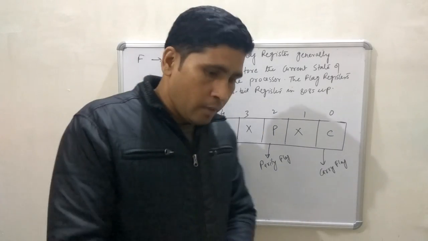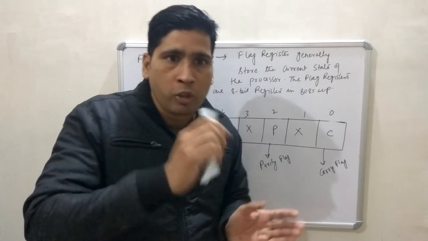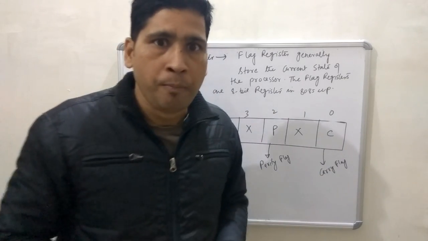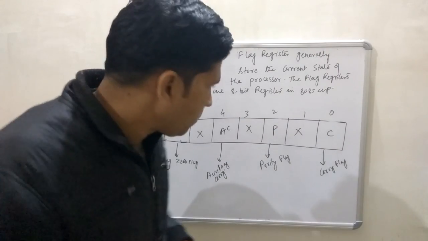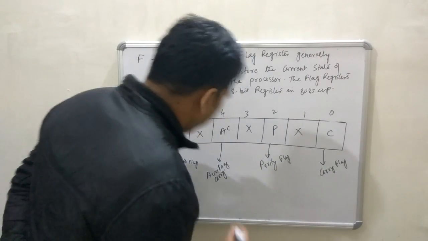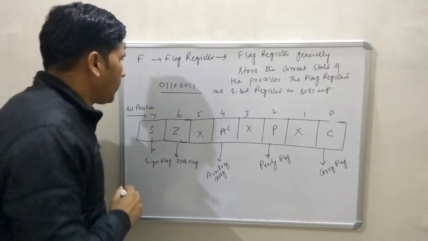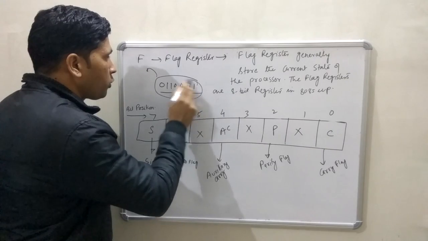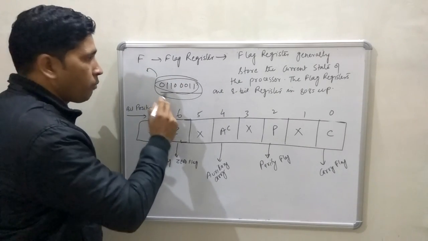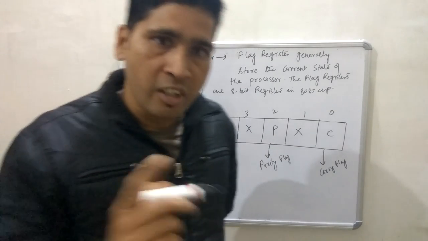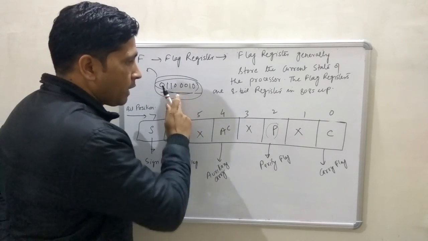Now the parity flag. The parity flag depends upon odd and even. Means in the output, if the number of ones, I am talking about ones, is even, then the parity flag will be set. If the number of ones is odd, then the parity flag will be reset. Suppose I added two numbers and the output is 0 1 0 0 0 1 1. In this case, no carry is generated, means the output is 8 bit data. Means in this case, the carry flag will be reset. Now the parity flag. Just count the number of ones. 1, 2, 3, 4. Means the number of ones is even, then in that case, the parity flag will be set.